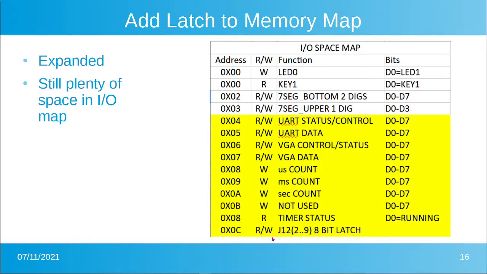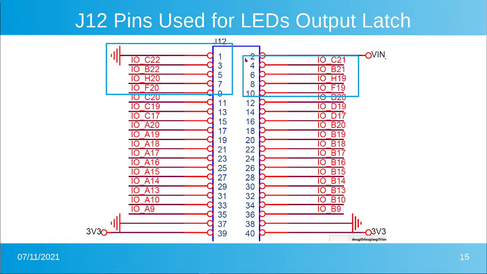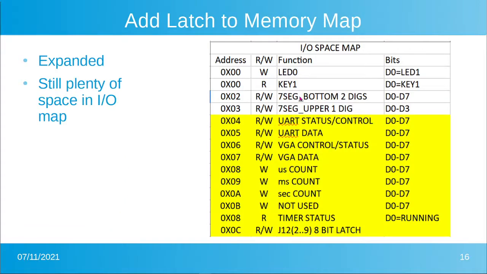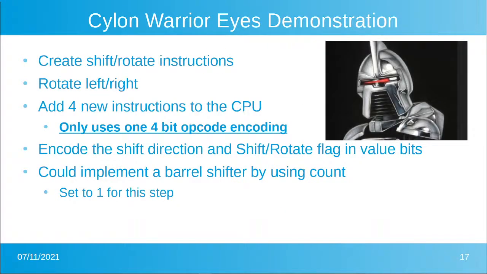Let's add that latch to the memory, and we'll make it read/write so the CPU can read it back if it wants, and it's going to go on J12 pins 2 through 9, which is what we show here. Well, actually not 2, it would be 3 through 10, so ignore what I wrote there. It's really 3 on. And there's still plenty of room left in the I/O map. I'd like to do a Cylon Warrior demonstration, and we'll throw a video in here for that. It'll be the first presentation with an actual video of the card running.